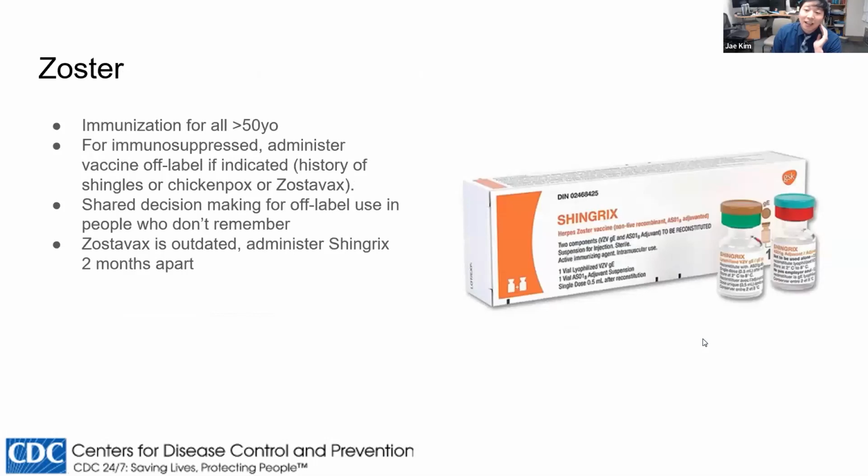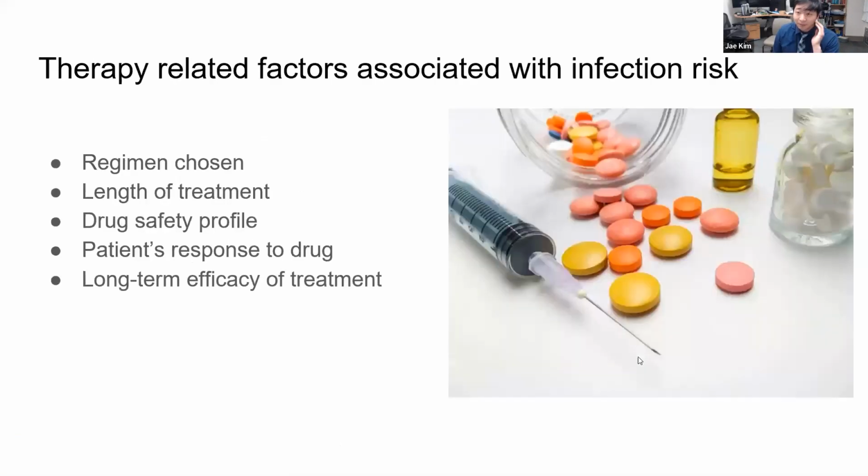Zoster: for immunosuppression, it is recommended for all ages greater than 50 years old, and for those who are immunosuppressed, administer the vaccine off-label if indicated, if they have a history of shingles or chickenpox. And for patients who don't remember, that's a shared decision-making there. And Zostavax is outdated, so administer the Shingrix 2 months apart from that if they've had the Zostavax before.